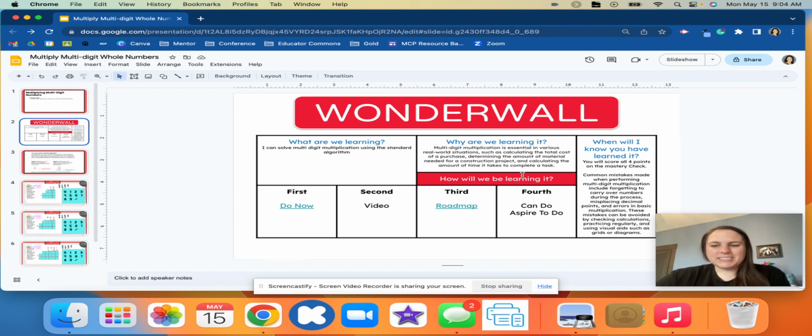I also want you to consider some common mistakes that could be made when doing multi-digit multiplication. Sometimes students forget to carry numbers over. Sometimes they misplace that decimal. Sometimes there's error in those basic multiplication facts. So I want you to be aware of that and be able to communicate that as well along the way in different conversations that we have.